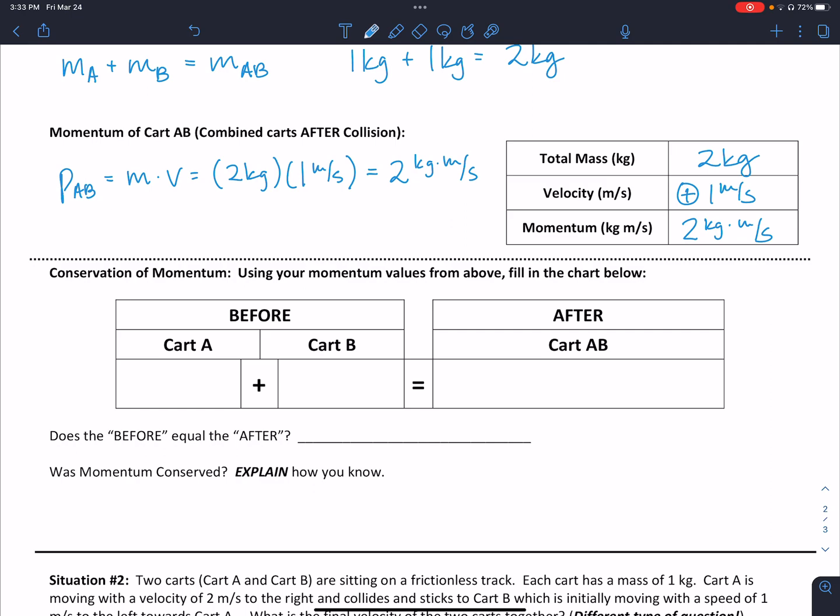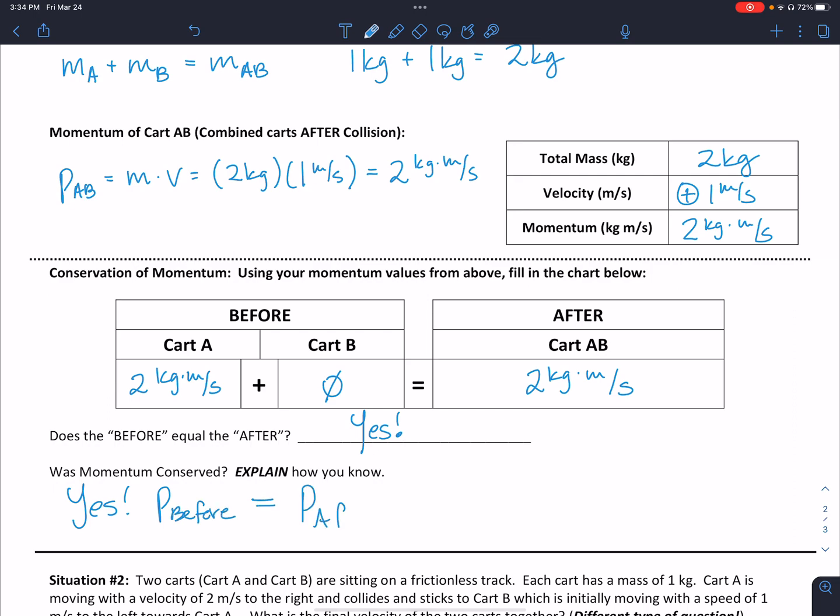All right, for cart A, if we look back, we see that we had a momentum of 2 kilograms times meters per second initially. And cart B was not moving, so it had 0 momentum. After, for our combined cart, we found that we had a momentum of 2 kilograms times a meter per second. And if we look, the before does equal the after. So was momentum conserved? Yes, because the momentum before equals the momentum after. So that's proving that momentum was conserved.